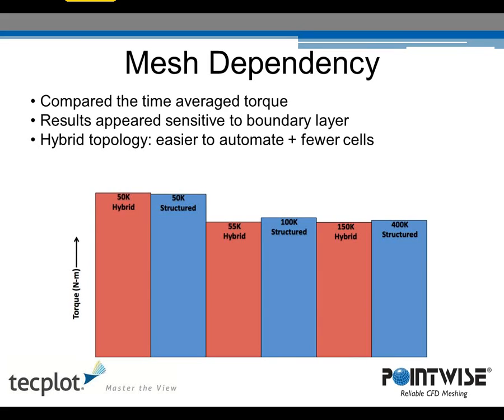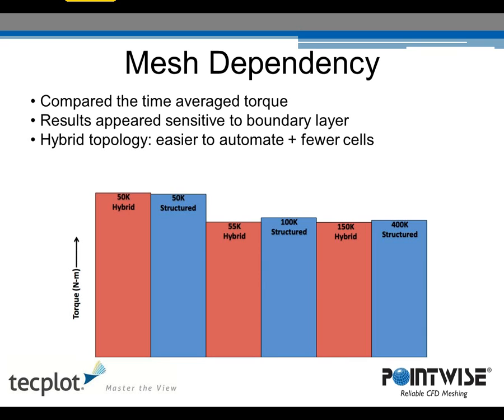Since it was a relatively straightforward geometry, he initially thought that a fully structured mesh would give the most accurate and reliable results. For his application, he discovered this wasn't necessarily the case. He found the solution was most sensitive to the boundary layer and not the far field mesh. Surprisingly, he found the hybrid approach gave a similar answer to the structured mesh, with the benefit of a reduction in the number of cells.